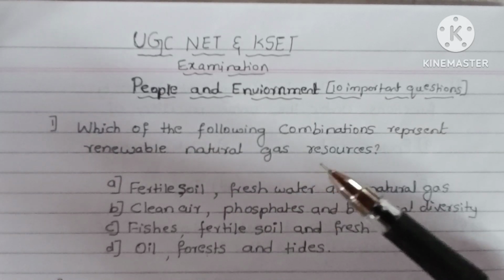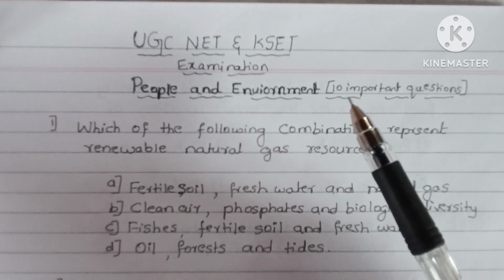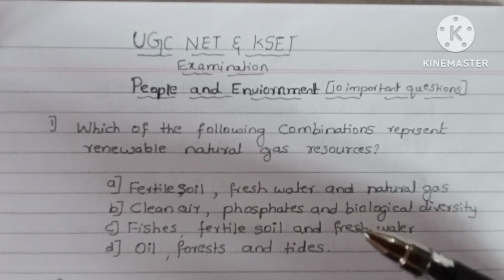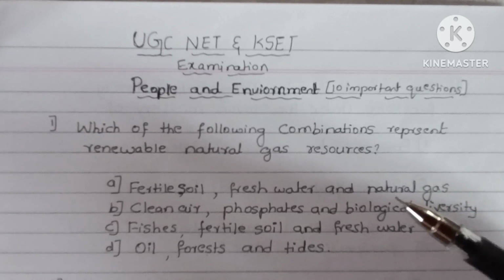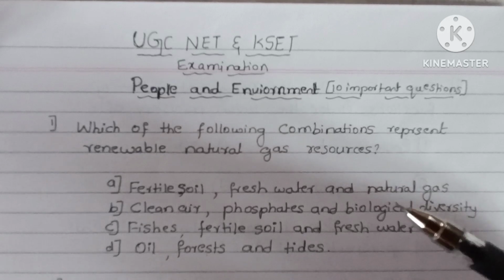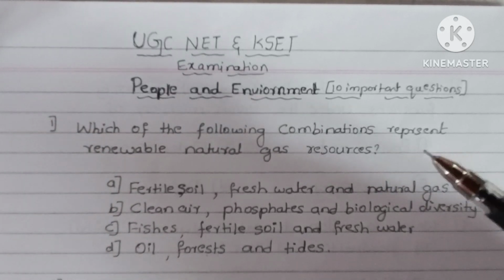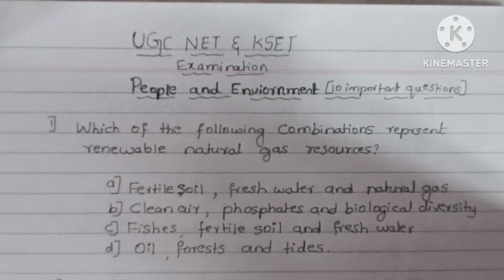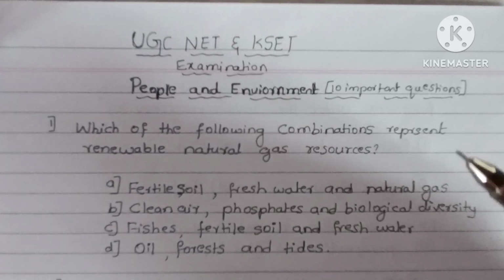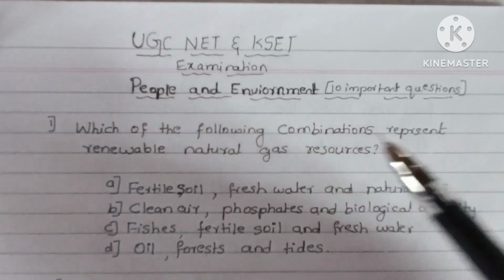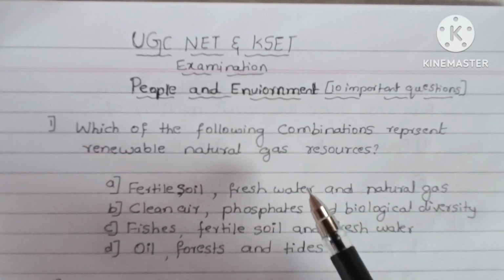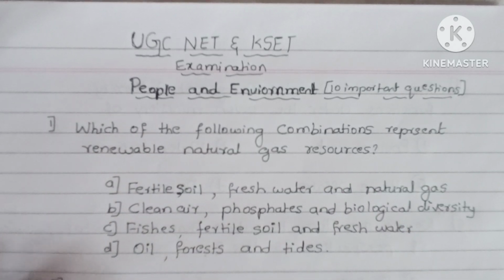Renewable energy source means sustainable energy, something that cannot be destroyed or is endless, like the sun. When you hear the term alternative energy, it usually refers to renewable energy sources, as opposed to the most commonly used non-sustainable sources such as coal. The most popular renewable energy sources are currently solar energy, wind energy, tidal energy, etc. Fishes, fertile soil and fresh water are renewable natural resources. So, option C is the right answer.